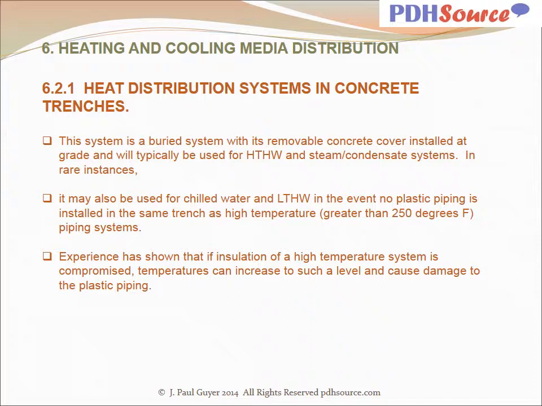With regard to heat distribution systems in concrete trenches, this system is a buried system with its removable concrete cover installed at grade and will typically be used for high temperature hot water and steam condensate systems. In rare instances, it may also be used for chilled water and low temperature hot water, provided no plastic piping is installed in the same trench as high temperature, greater than 250 degrees Fahrenheit, piping systems. Experience has shown that if insulation of a high temperature system is compromised, temperatures can increase to such a level and cause damage to the plastic piping.